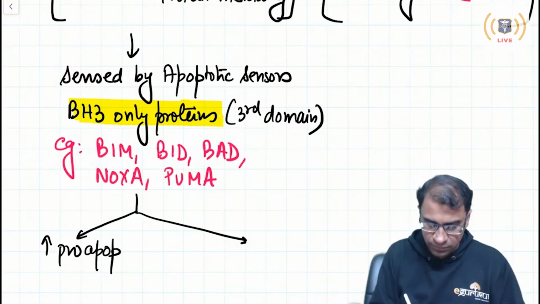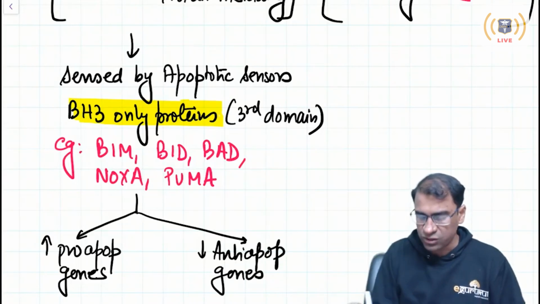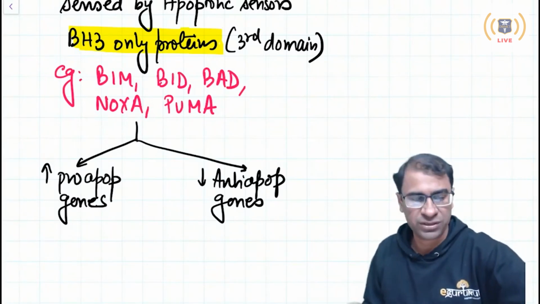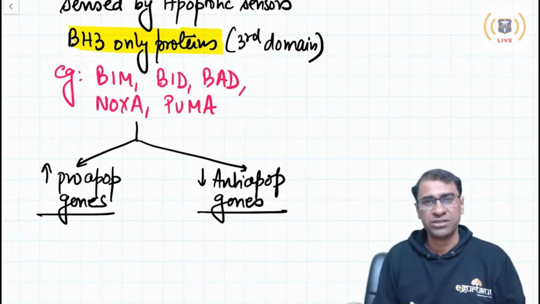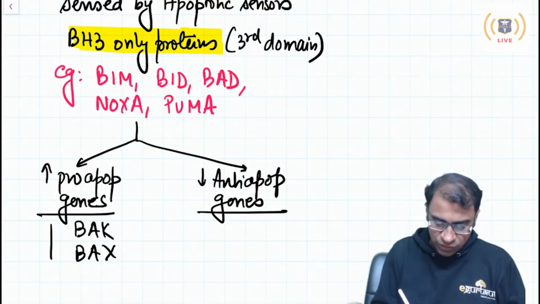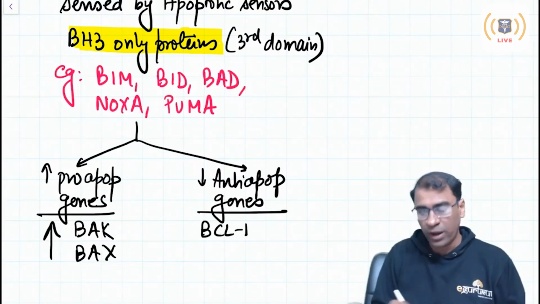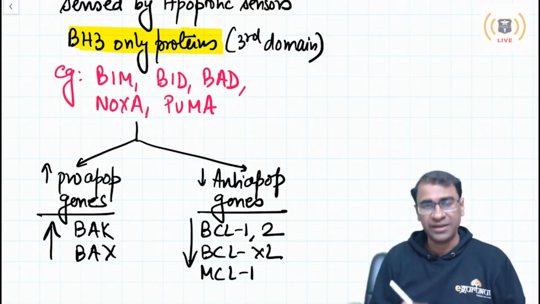On one side, they will increase the pro-apoptotic genes and proteins, and decrease the anti-apoptotic genes. The genes will obviously code for proteins. ठीक है? अच्छा. What are the examples of pro-apoptotic genes or proteins? The pro genes are BAK and BAX. So these will increase. While the examples of anti are BCL1, BCL2, BCL-XL and MCL1. So all of them will decrease.